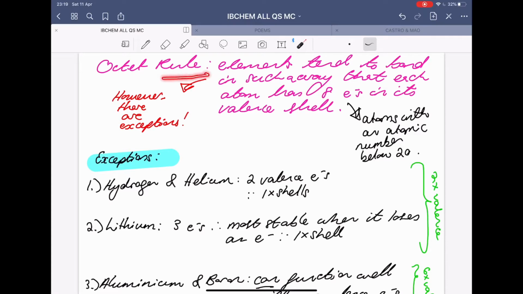To start off with, we've got the octet rule, and in essence, that just means that elements tend to bond in such a way that an atom has 8 electrons on its valence shell. For us, valence only means the outer, so valence shell means outer shell of an atom. If valence electrons are used in an exam question, it just means the electrons on the outer shell. Atoms with an atomic number below 20, that's just something you need to know, but you don't need it in your definition.